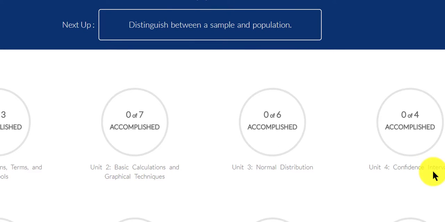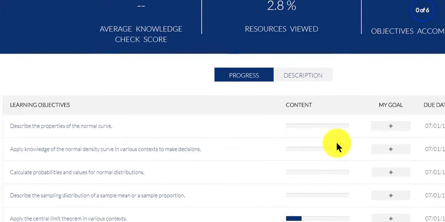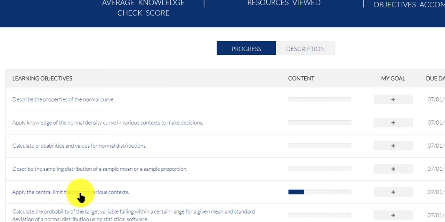Hello class, I created this video to help answer a question from Unit 3, Learning Objective 5. I believe that had to deal with the central limit theorem, right? 1, 2, 3, 4, 5.